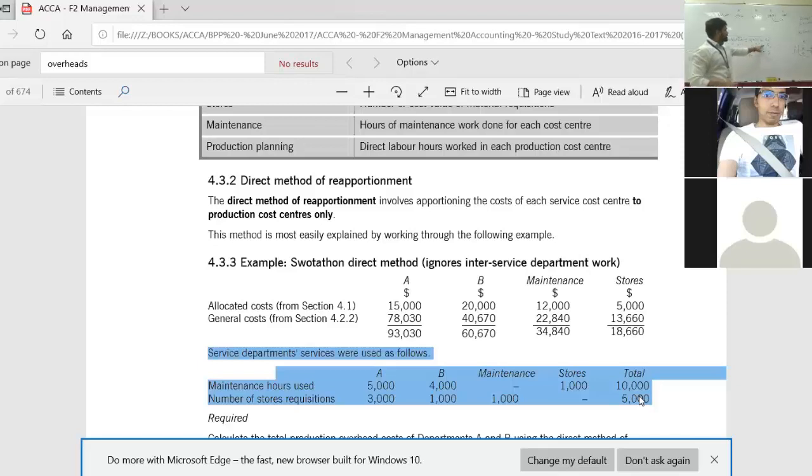See, S is Y, so the total cost of S now is this plus what the stores department gets from maintenance. Maintenance gives 10% of its services to stores, so here we will have 10% of the total cost, so 10% of X. Now you have got your equations. You have to solve this.